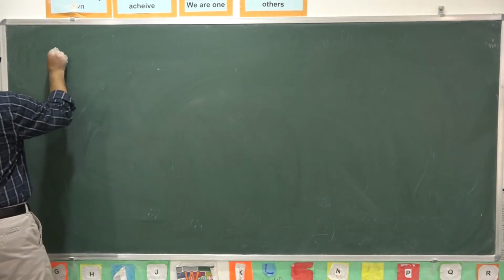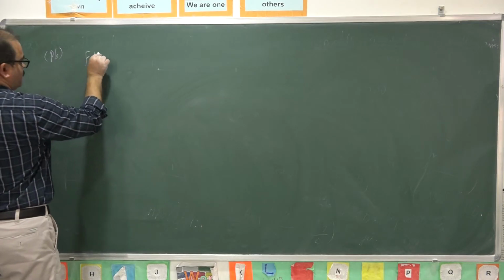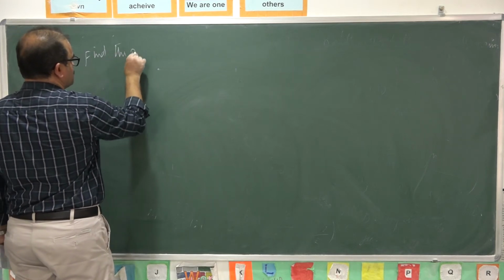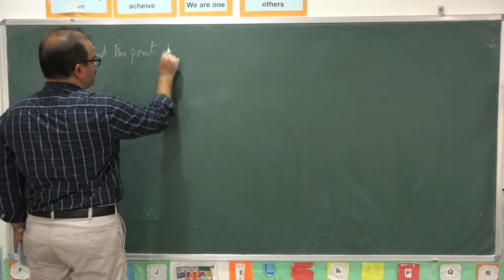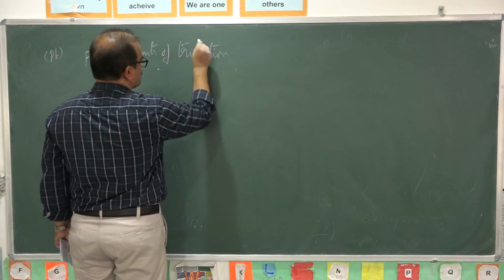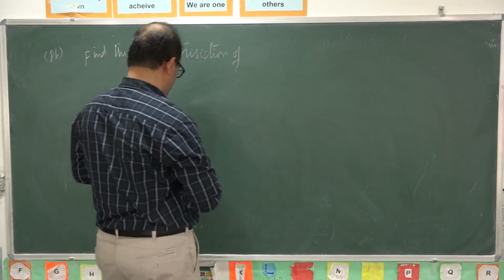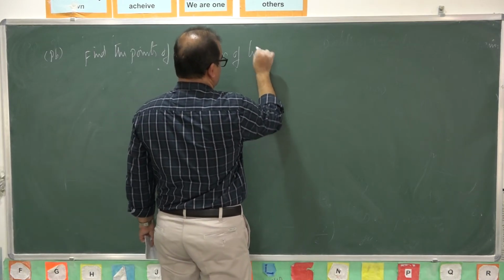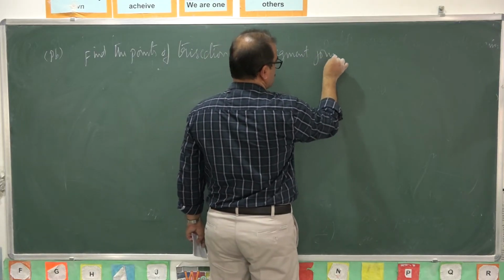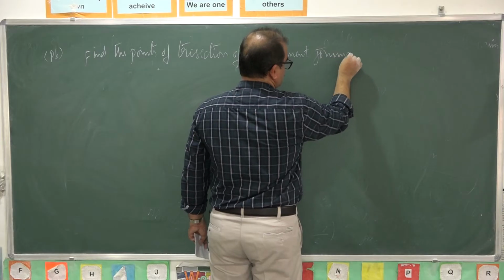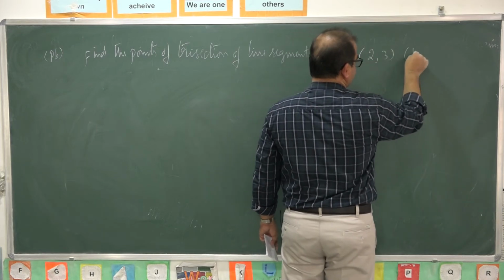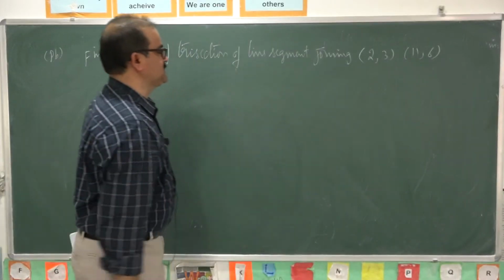Write one problem. Find the points of trisection of the line segment joining (2, 3) and (11, 6).